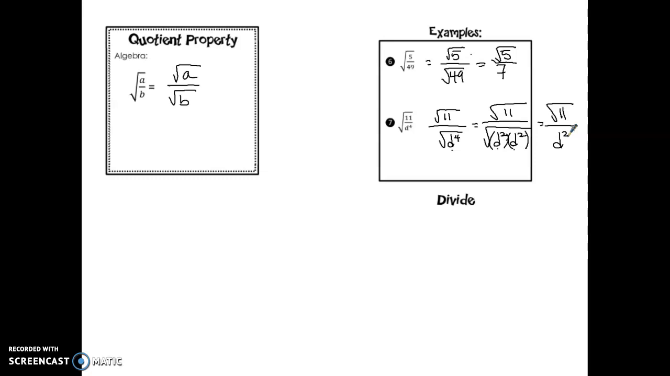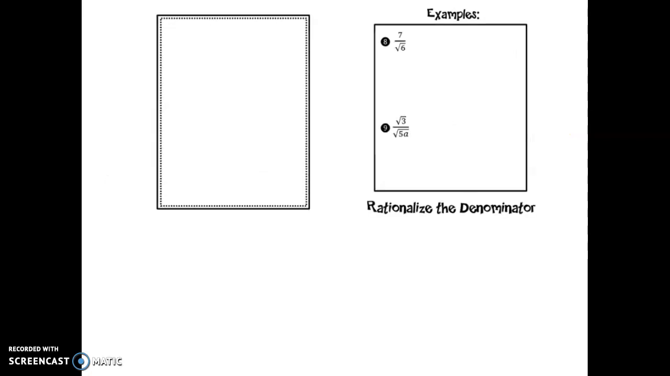All right, the next page, you might need to pause to get these in your notes. Rationalizing a denominator. We have not heard this word before, but the whole idea of rationalizing the denominator means you cannot leave a square root in the denominator. So you need to get rid of the square root in the denominator.